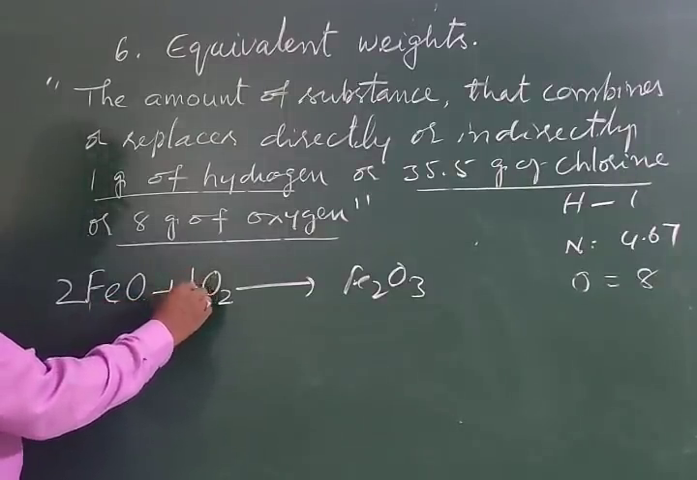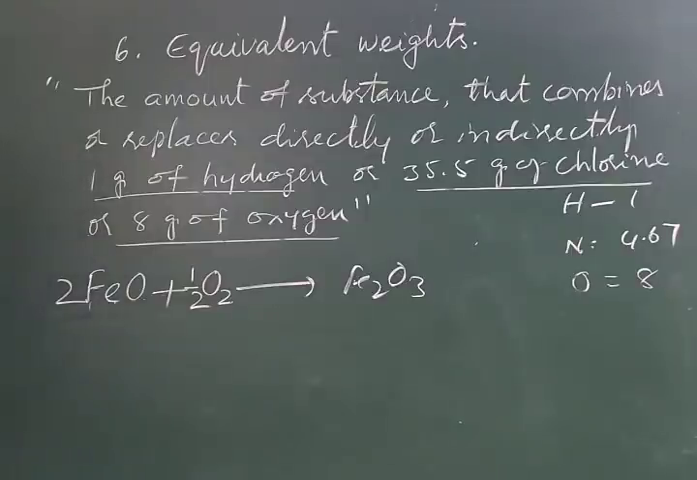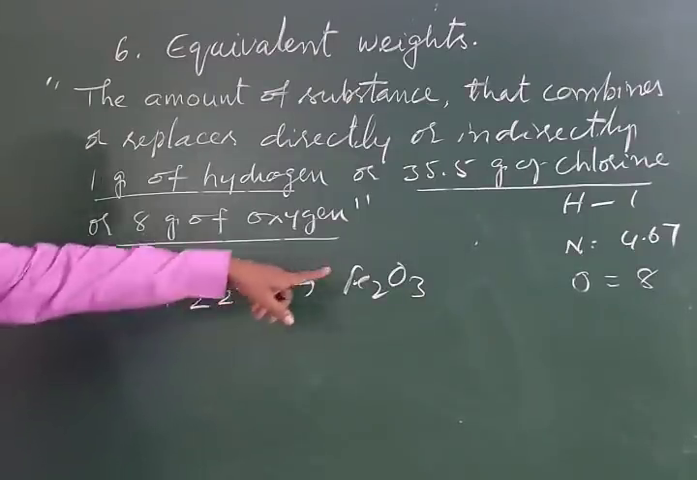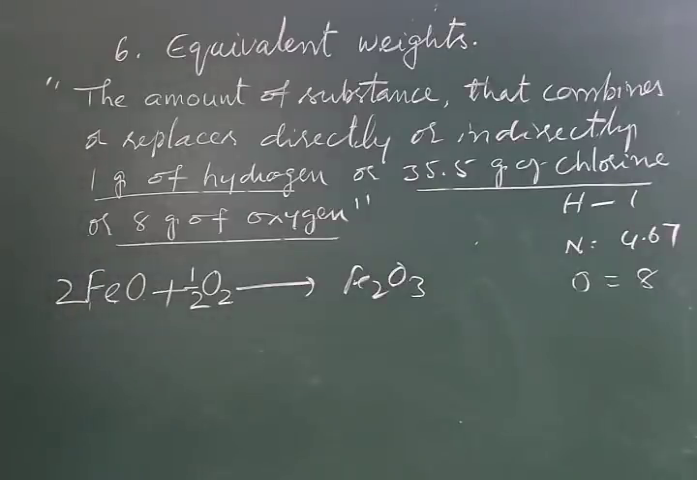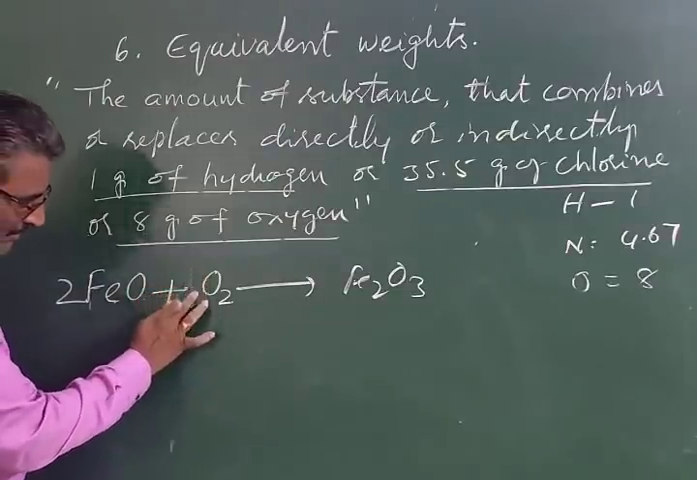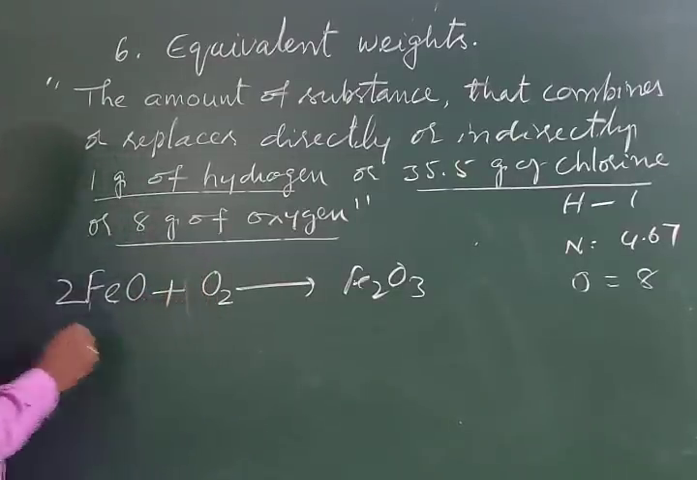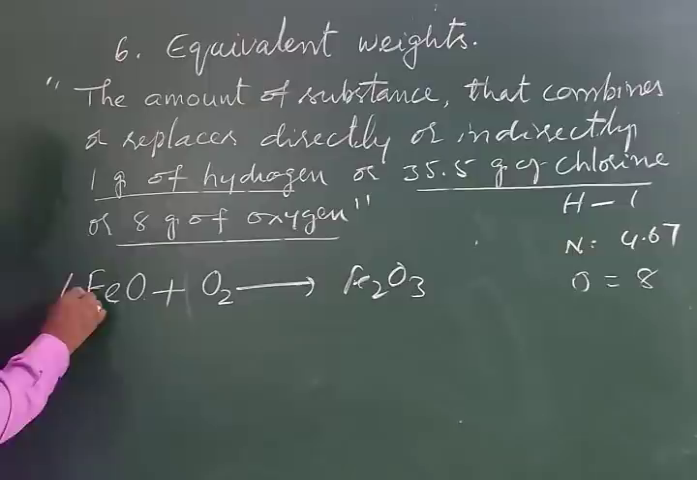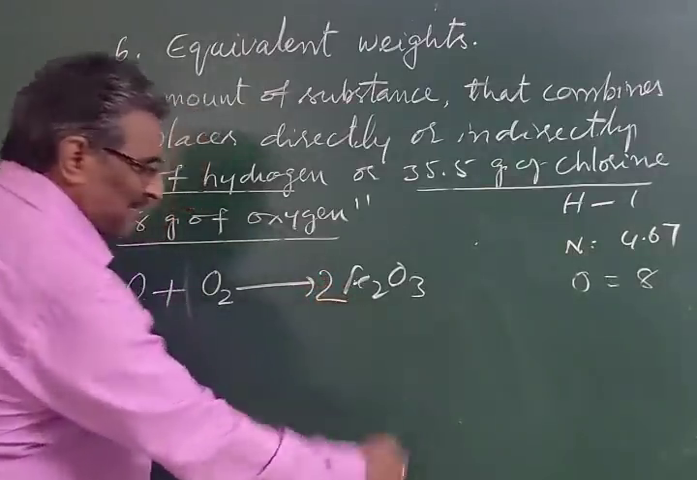Half mole of oxygen is to be added. On the left side, 2FeO, oxygens 2, plus 1, 3. On the right side also 2 plus 1, 3. Or we can change this to 1 mole of oxygen. If this is changed to 1 mole, this will be changed to 4 moles and this will be changed to 2 moles.